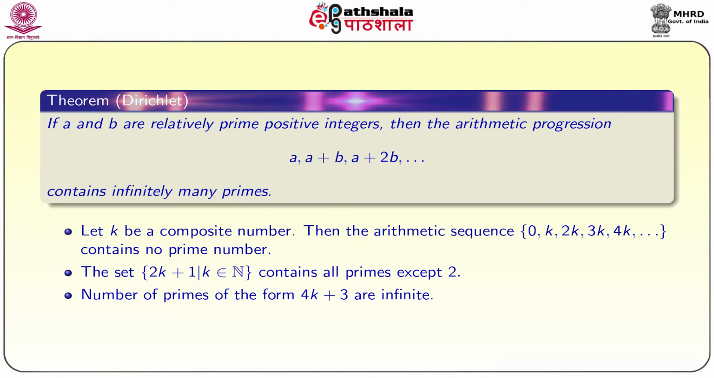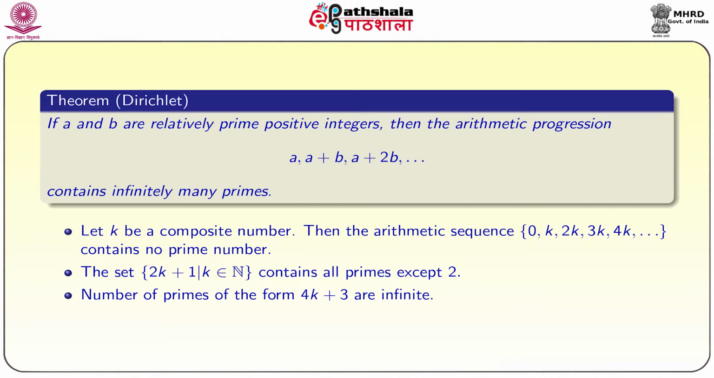It says that if a and b are relatively prime positive integers, then the arithmetic progression a plus b, a plus 2b, and so on contains infinitely many primes. So, if I take a equal to 1 and b also equal to 1, in that case we will get 1 plus 1, 2, 3, and so on. So, that is the usual number system, that is, the natural numbers 1, 2, 3.